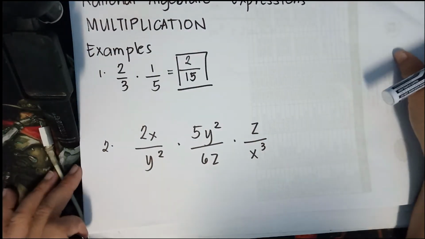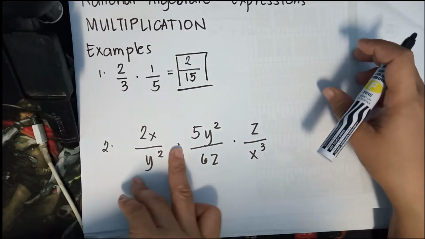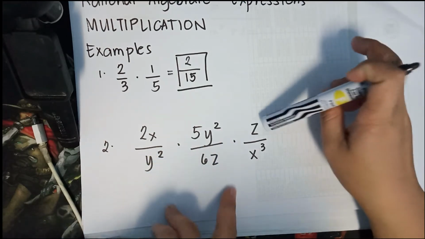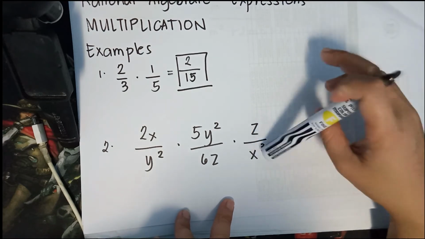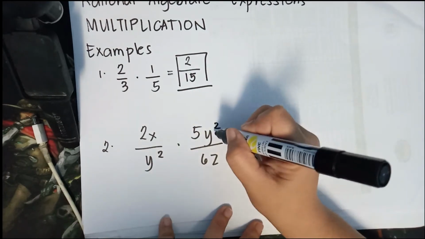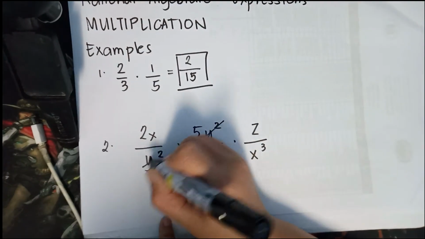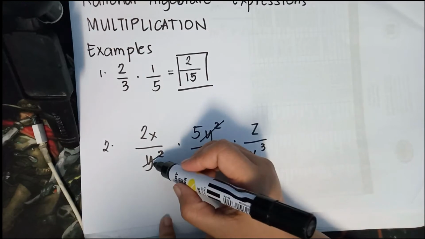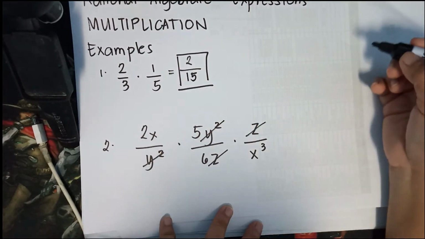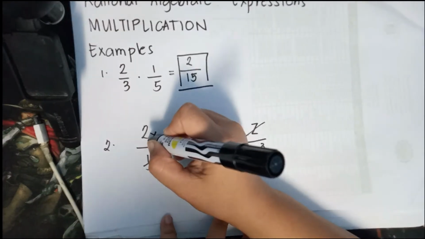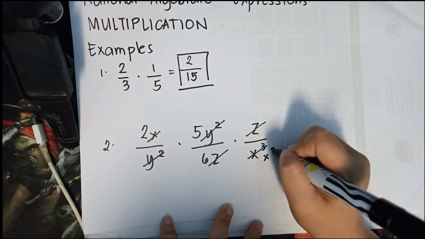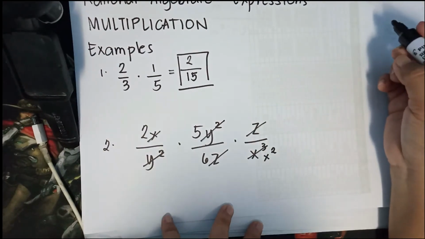Number 2. 2x over y squared times 5y squared over 6c times z over x cubed. We will apply the cancellation. We have y squared, because y squared divided by y squared is 1. Next, z and z cancel out. And x cubed, we have here the remaining x squared.